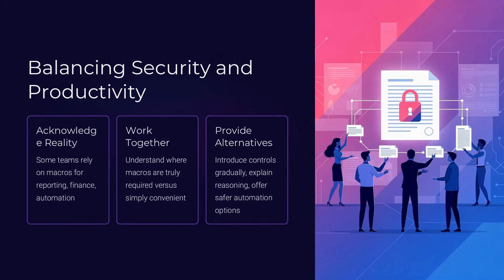Balancing security and business productivity is critical here. If security controls make people's jobs impossible, they will be bypassed. You need to acknowledge that some teams rely on macros for reporting, finance, or automation. The answer is not to ignore risk, but to work with the business to understand where macros are truly required and where they are simply convenient. This is where maturity and communication matter. You introduce controls gradually, explain the reasoning, and provide alternatives where possible.